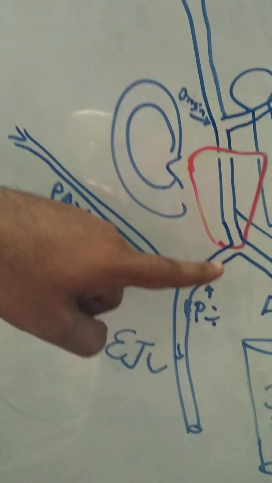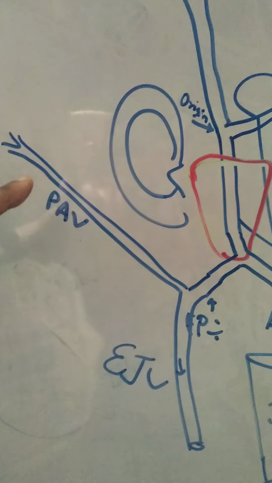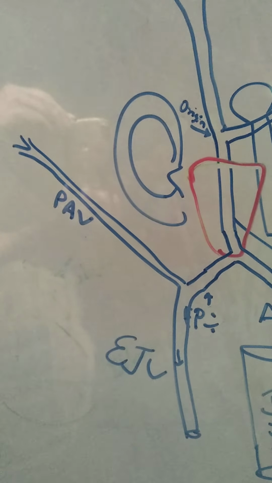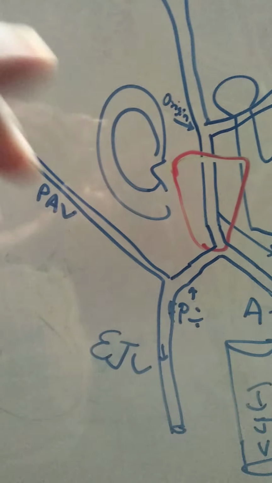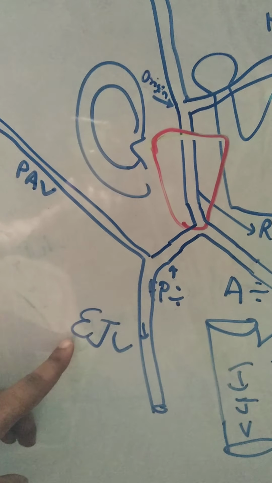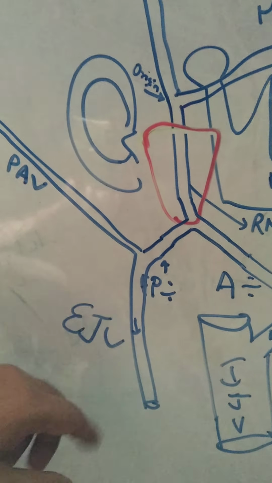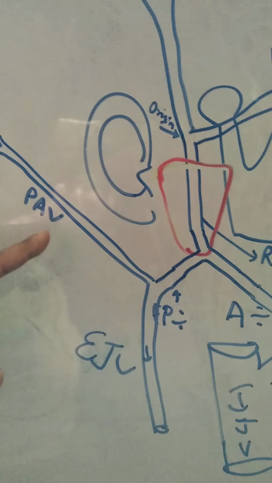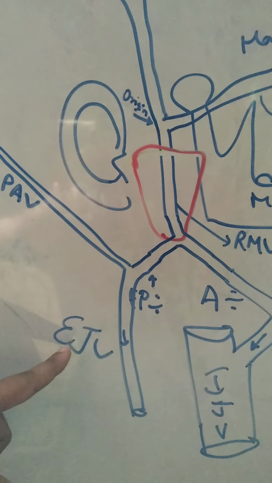The posterior division of the retromandibular vein joins with a vein behind the auricle. So it's called posterior auricular vein. When it joins with that vein, it forms one vein superficial to the sternocleidomastoid. It is just beneath the skin. So it's called external jugular vein. So the posterior division of the retromandibular vein joins with posterior auricular vein to form external jugular vein.